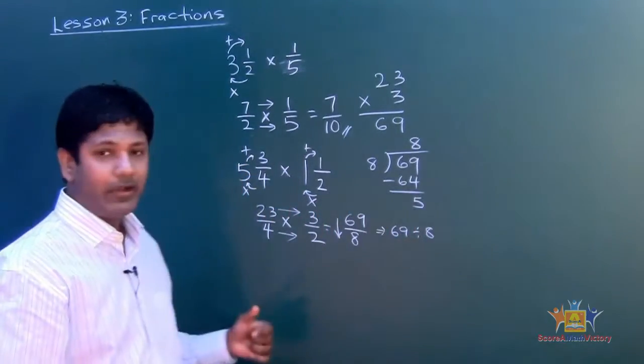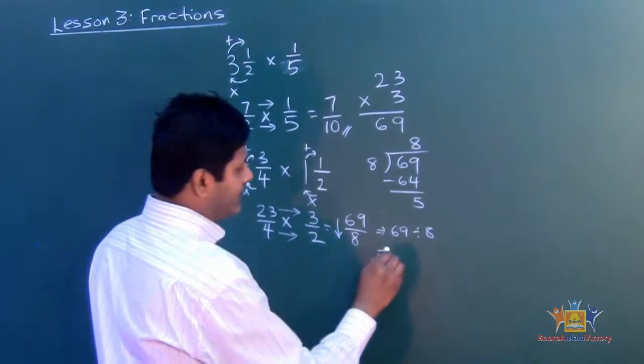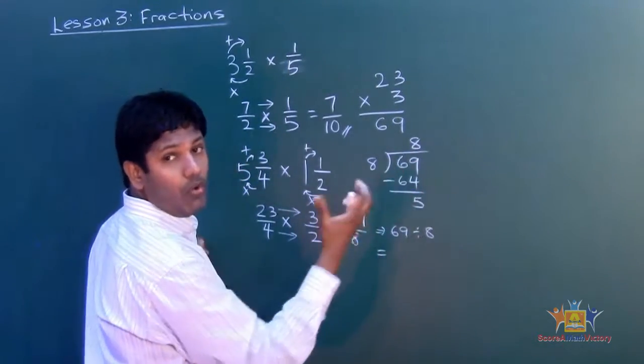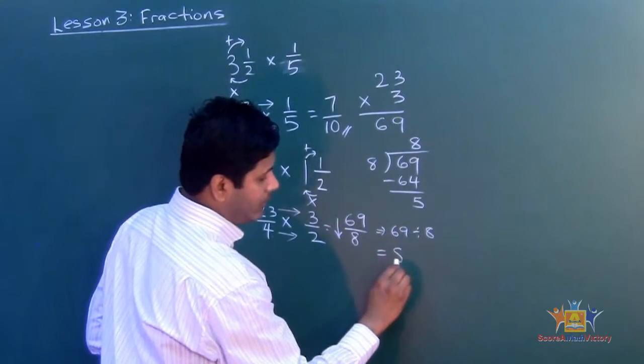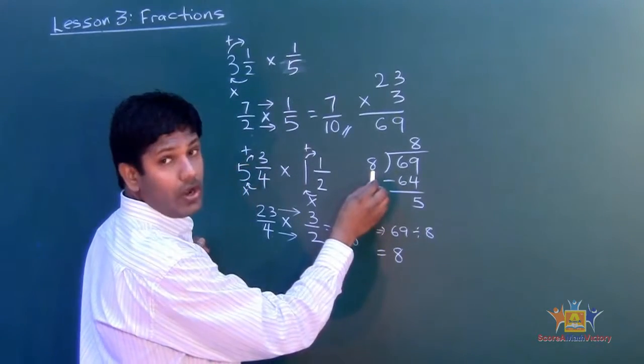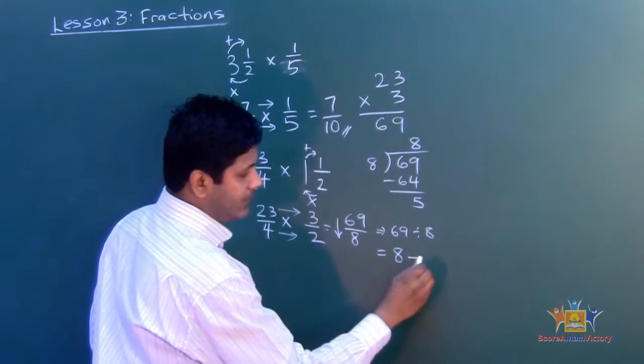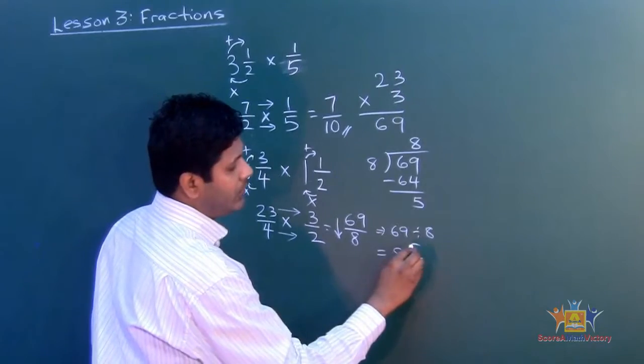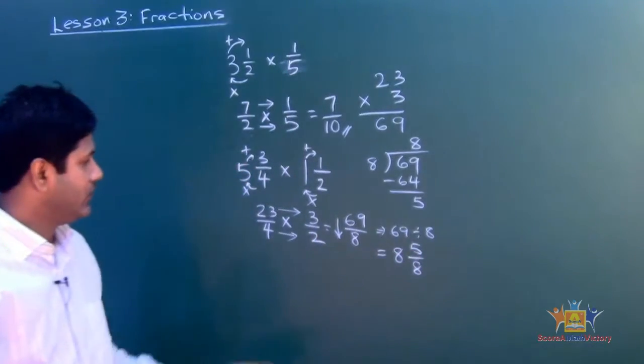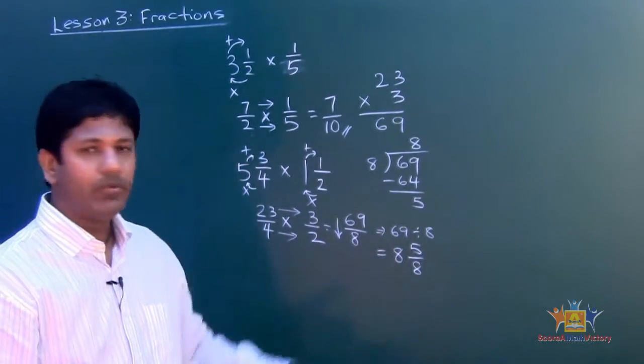So now we're going to express this in the form of a mixed number. And this is your whole number, 8, and this is your denominator. See that? And this is going to be your numerator, the balance. So your final answer is 8, 5 over 8.